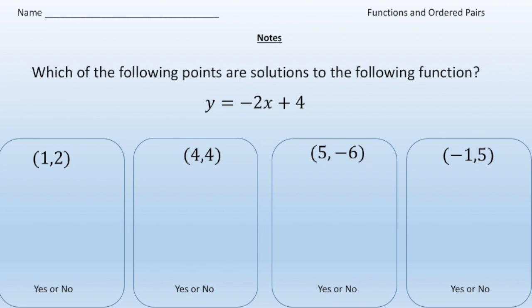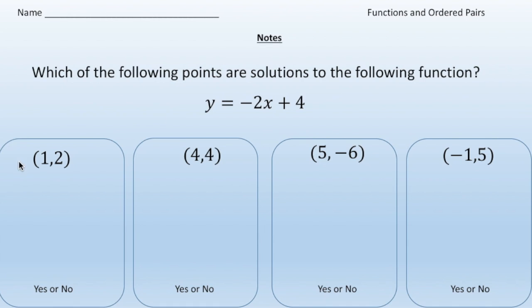All right, if you turn the page, let's take a look at these problems. Okay, so here it says, which of the following points are solutions to the following function? Okay, so our function is y equals negative 2x plus 4. And the way we know it's a solution is if we substitute the x value in for x and the y value in for y. If the equations are equal, then you know that it's a solution.